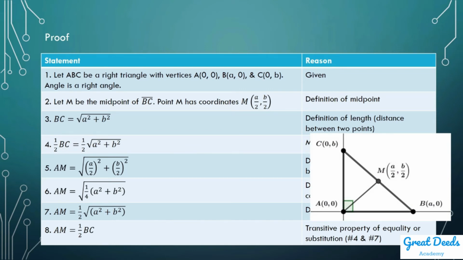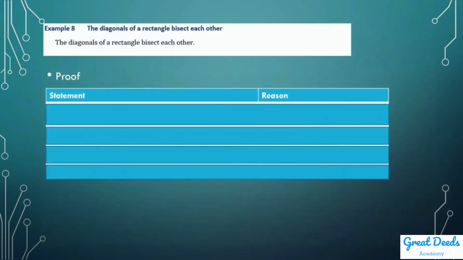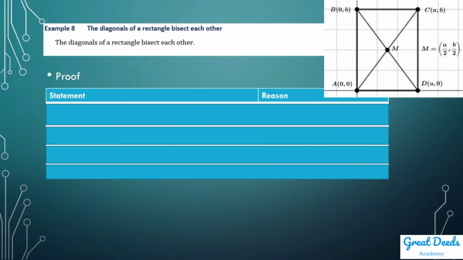So this is it. So this is the illustration. Another theorem: the diagonals of a rectangle bisect each other. Again, you begin by writing the word proof. So what does it mean when the diagonals bisect each other? Pay attention to this diagonal. If the other diagonal bisects this diagonal, that means the point of intersection is the midpoint of the diagonal AC.